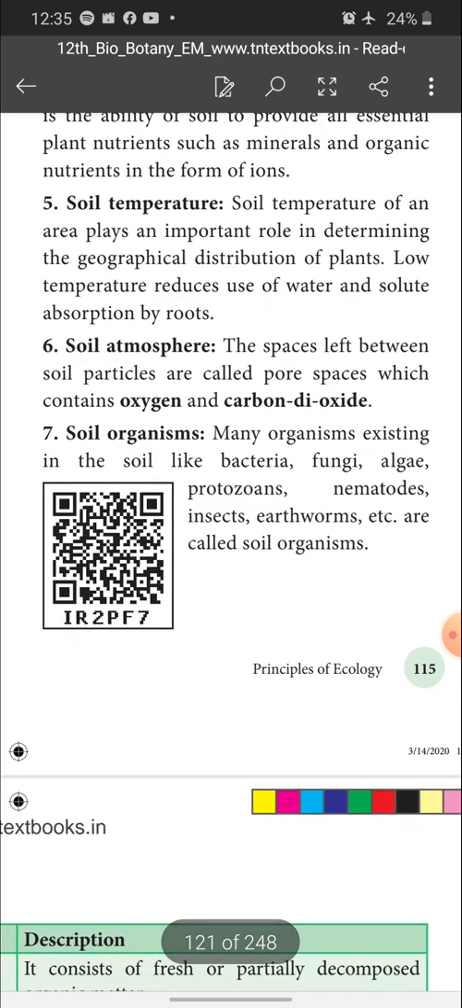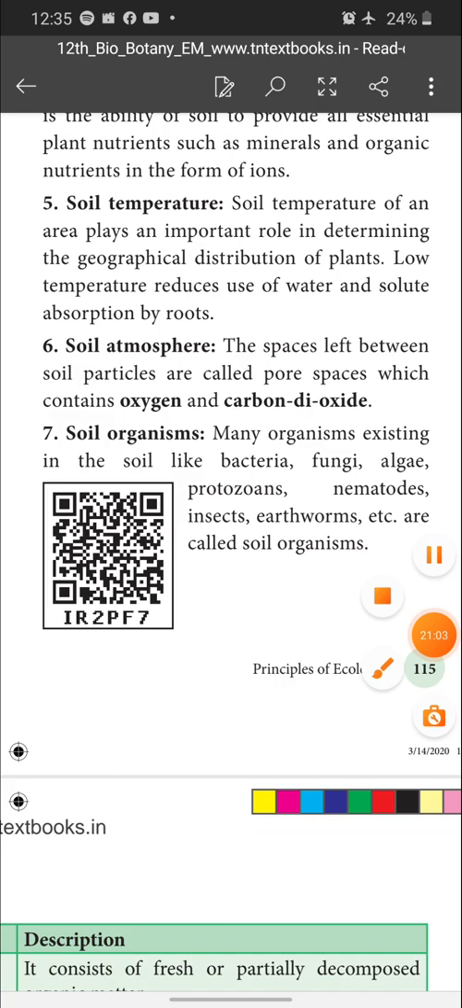Soil atmosphere: the space left between soil particles is called pore spaces, which contain oxygen and carbon dioxide. Next, soil organisms. Many organisms existing in the soil, like bacteria, fungi, algae, protozoans, nematodes, insects, earthworms, etc., are called soil organisms. These organisms help the growth of plants.